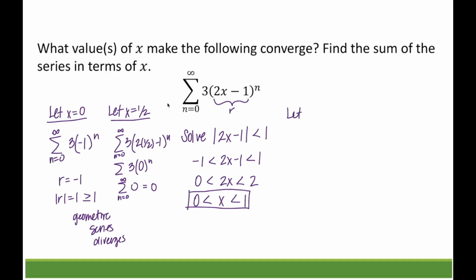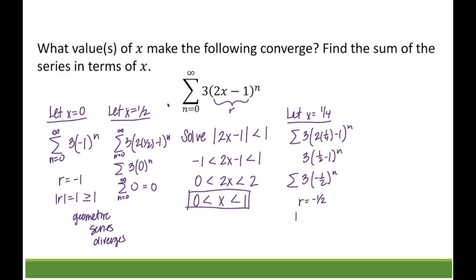Let's try 1/4. So if I let x equal 1/4, I have the sum 3 times the quantity 2 times 1/4 minus 1 to the n. That's 3 times 1/2 minus 1 to the n, or 3 times negative 1/2 to the n. All right, now this is more interesting, right? So r is negative 1/2. The absolute value of r is 1/2. That's less than 1. So yes, this converges. The value of 1/4, which is between 0 and 1, did work out. So I just want us to get a good understanding of what we're doing here when we're finding these x values that make the following converge. So that's the first part of the question.